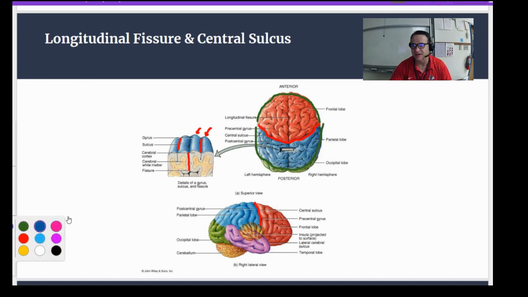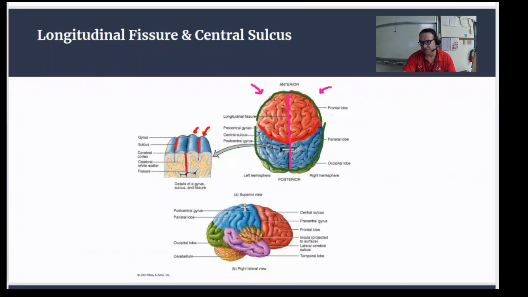And you can also see here is the longitudinal fissure right down the middle. So here's the longitudinal fissure, a very deep groove, which is going to separate the right cerebral hemisphere over here from the left cerebral hemisphere over here.